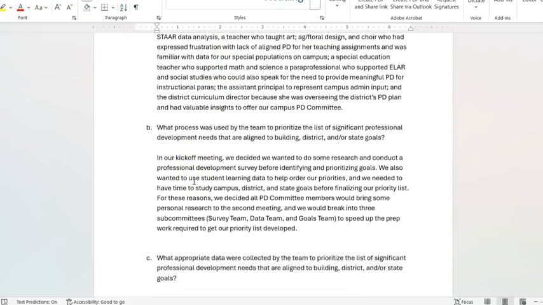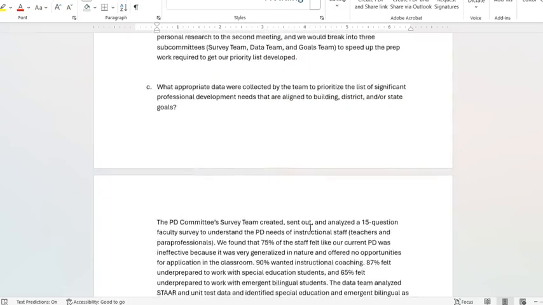Then you move into, once you've identified who's on the team, how do you divide the work up? In ours, we had a kickoff meeting. We looked at some of our priorities. We decided we had a big group, so we could break up into subcommittees and get the work done faster: survey team, data team, goals team. And you'll see a different approach in the exemplar.